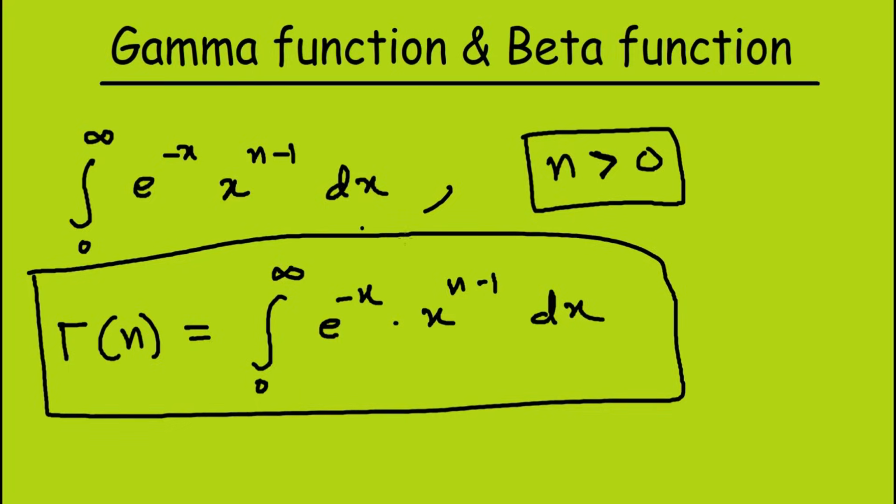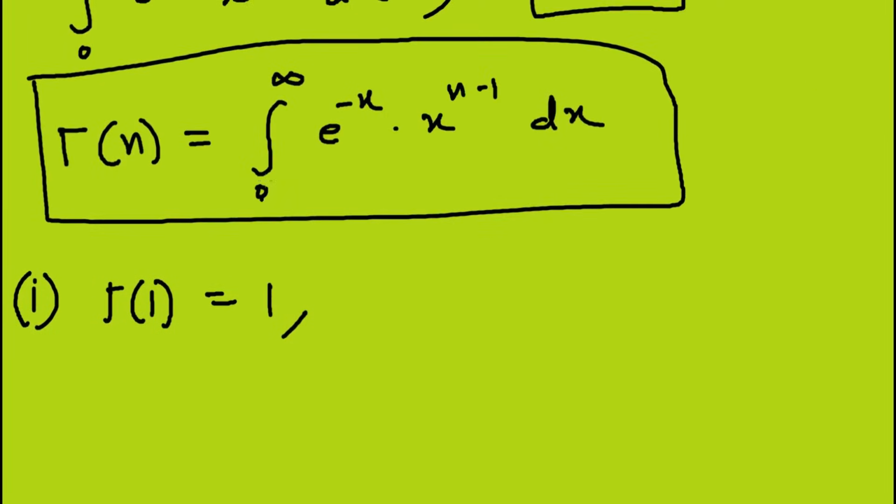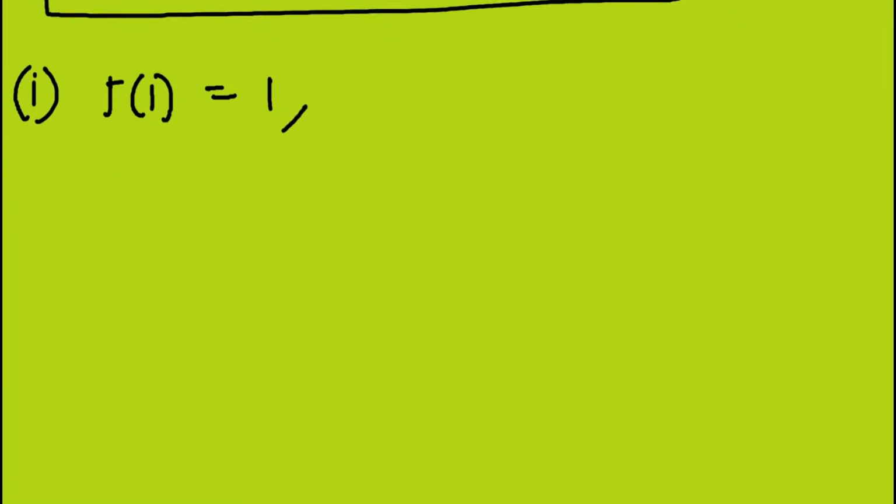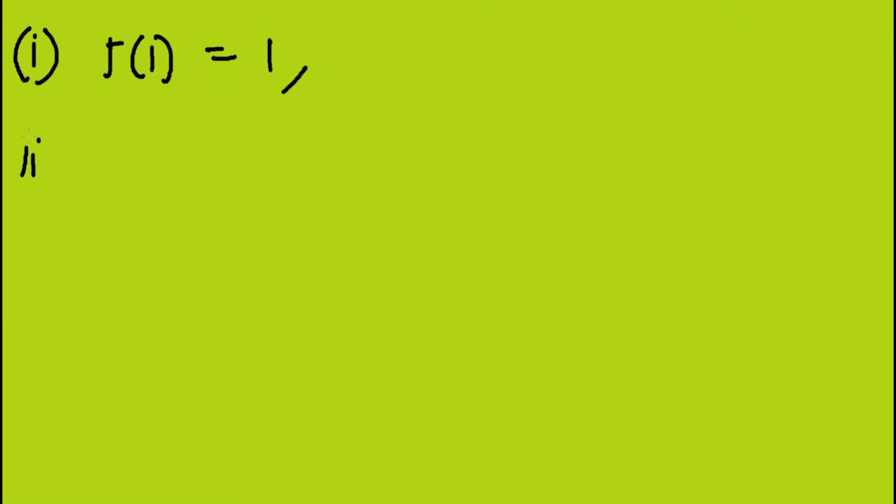Now there are certain properties of the gamma function which I will only state. We will not prove them, because what we will focus on is the application part. We will apply these properties in order to solve other problems. The first important property is gamma 1 equals 1. Remember that gamma 1 equals 1. This is very easy. In this improper integral, if you put the value of n equals 1, then you can easily calculate it and you will get the value 1.